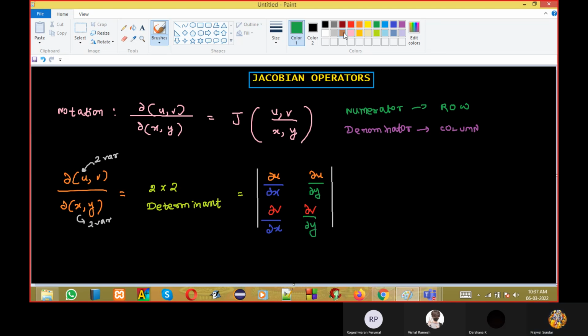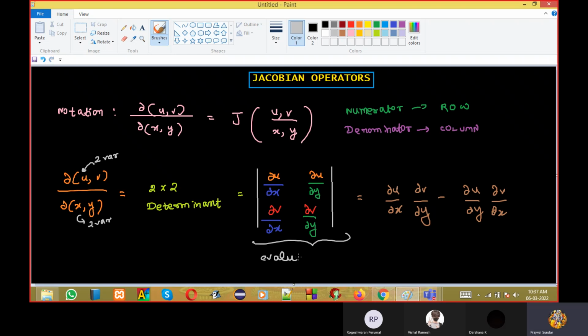So it will be equal to dou u by dou x into dou v by dou y minus dou u by dou y into dou v by dou x. Sometimes I'll give you the formula directly, but you can't memorize this. This is the way of writing the determinant. Evaluate the determinant. Any sort of confusion in this? Remember this alone: numerator you will fill the rows, denominator you will fill the columns. That's it. Very simple.